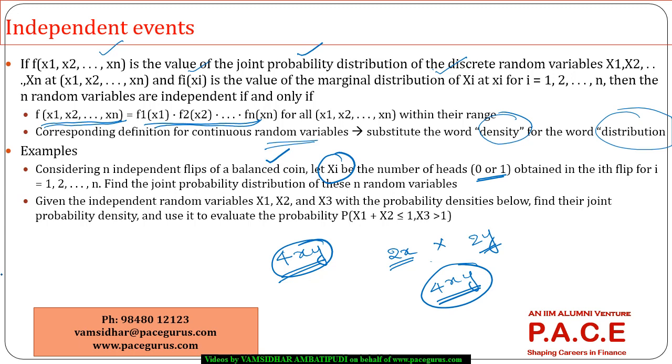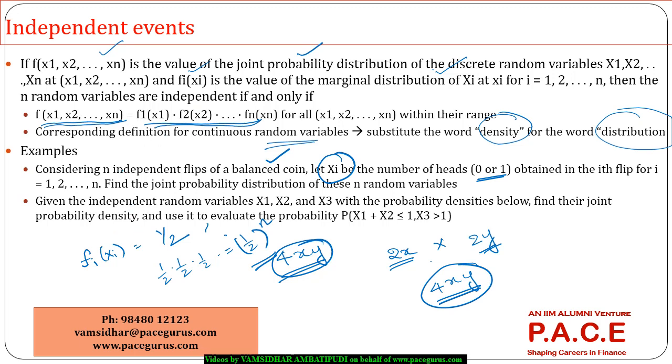So if I look at getting a head, f_i of xi in this case is 1 by 2 always. So getting a head or getting a tail, and because they are all independent, I will get 1 by 2 into 1 by 2 into 1 by 2, so on n times, which will work out to 1 by 2 to the power n if I am talking of n different flips of a coin.